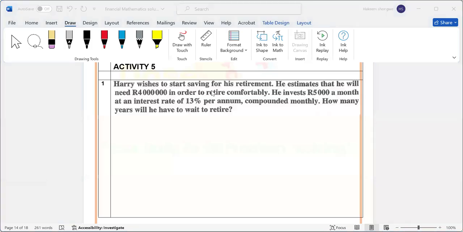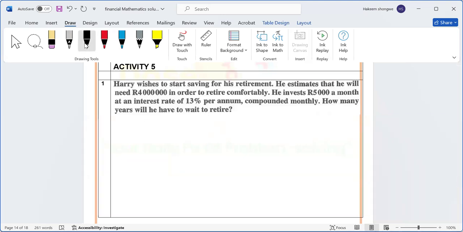Harry wishes to start saving for his retirement. He estimates that he will need 4 million in order to retire comfortably. He invests 5,000 a month at an interest rate of 13% per annum compounded monthly. How many years will he have to wait to retire? So if you save 5,000 each and every month, we want to check how long it will take you to actually reach your retirement.